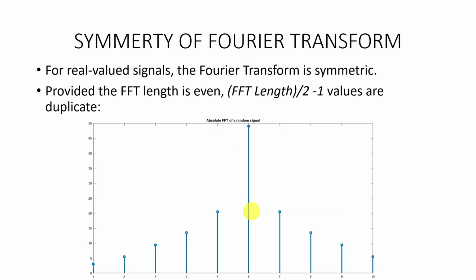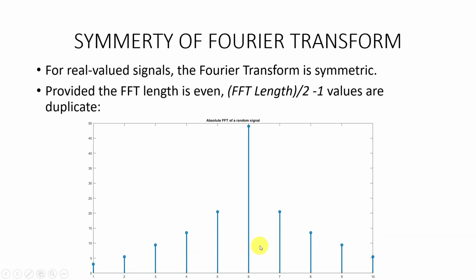Before moving further, I will talk about the symmetry of the Fourier transform. That is, for the real valued signals, the Fourier transform is symmetric, and almost half of the values are duplicate. Given below is the absolute Fourier transform plot of a random signal. If you notice, it is symmetric around the sixth sample, which means that the values 5 and 7 are equal.